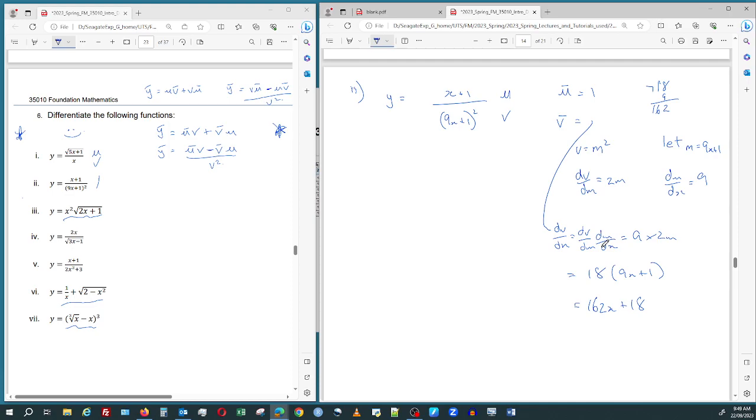So then when we come to put our quotient rule together, we can say y dash is equal to u dash times v minus v dash times u, divided by 9x plus 1 squared.